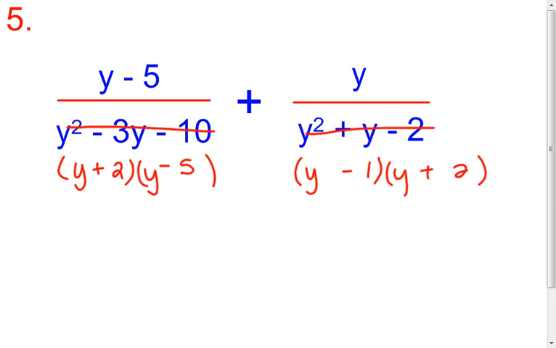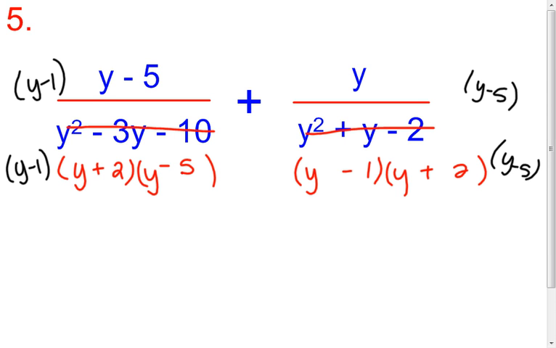The left side has a y minus 5, but it doesn't have the y minus 1, okay? And so this side is missing a y minus 1, and so you're going to need to multiply top and bottom by that y minus 1. On the right side, it has a y minus 1 and a y plus 2, but it does not have the y minus 5.